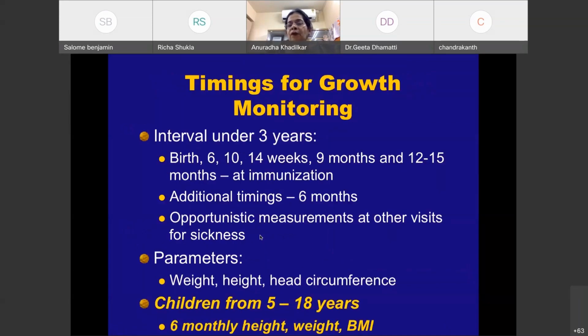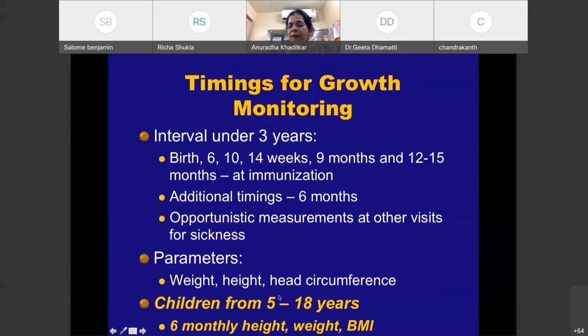So let me remind you what we said last time, that is for little ones under 5 years of age, generally we measure the child at the time of immunization, that is birth, 6, 10, 14 weeks, 9 months and so on. And additionally after that, every 6 months a child is measured. But what about later, what about after 5 years of age?